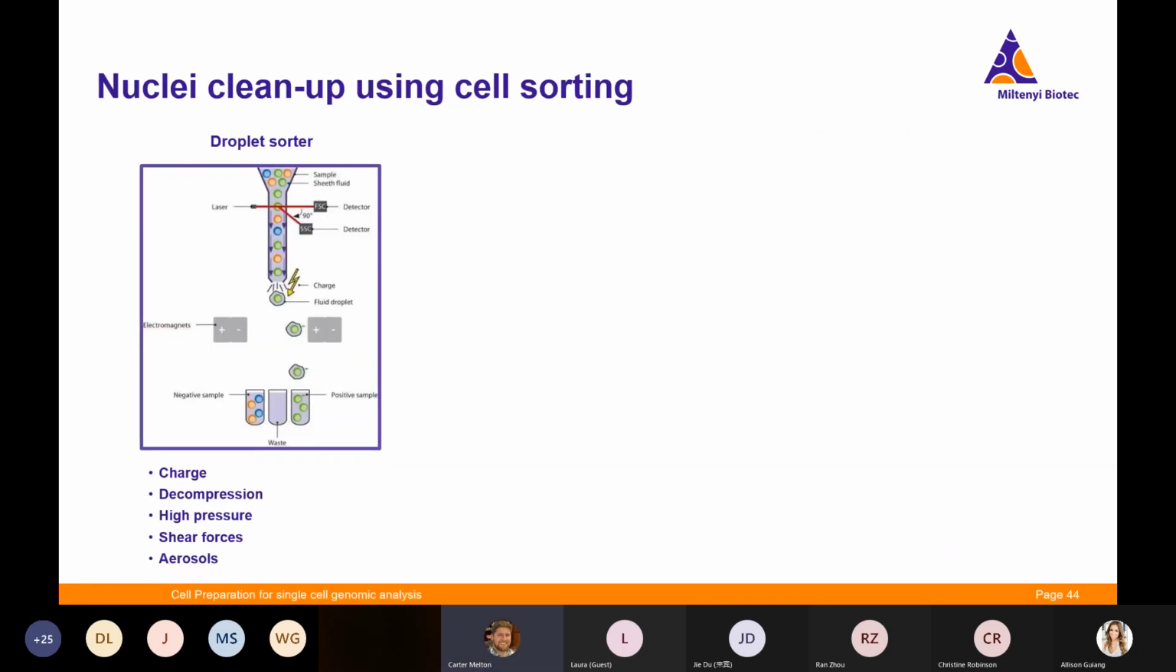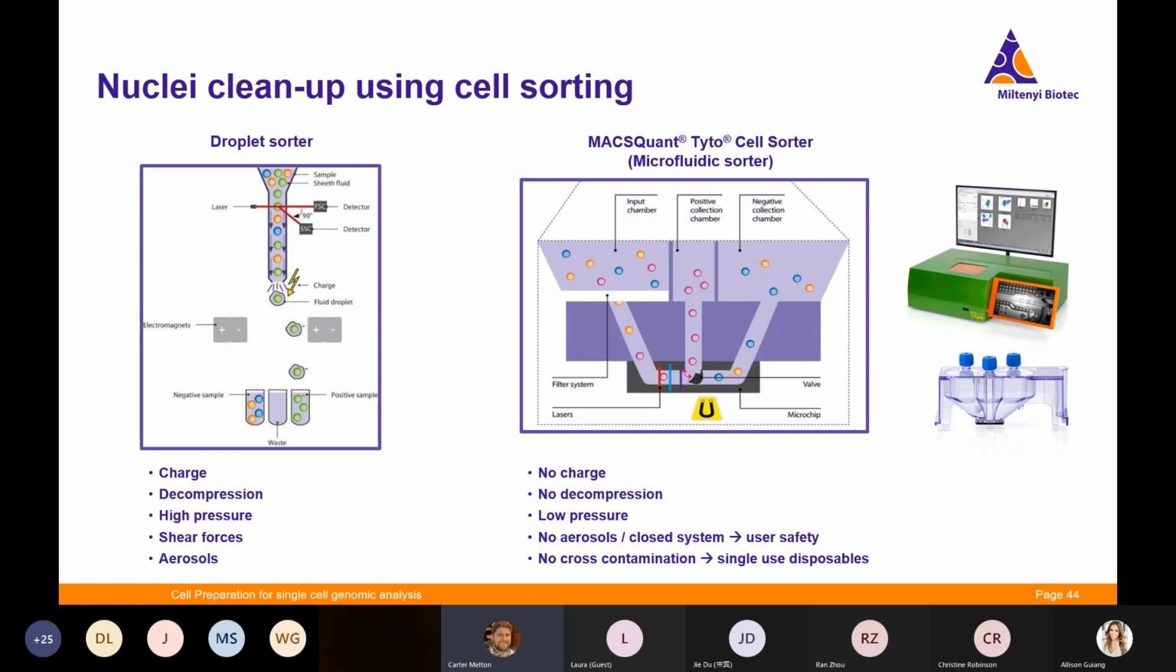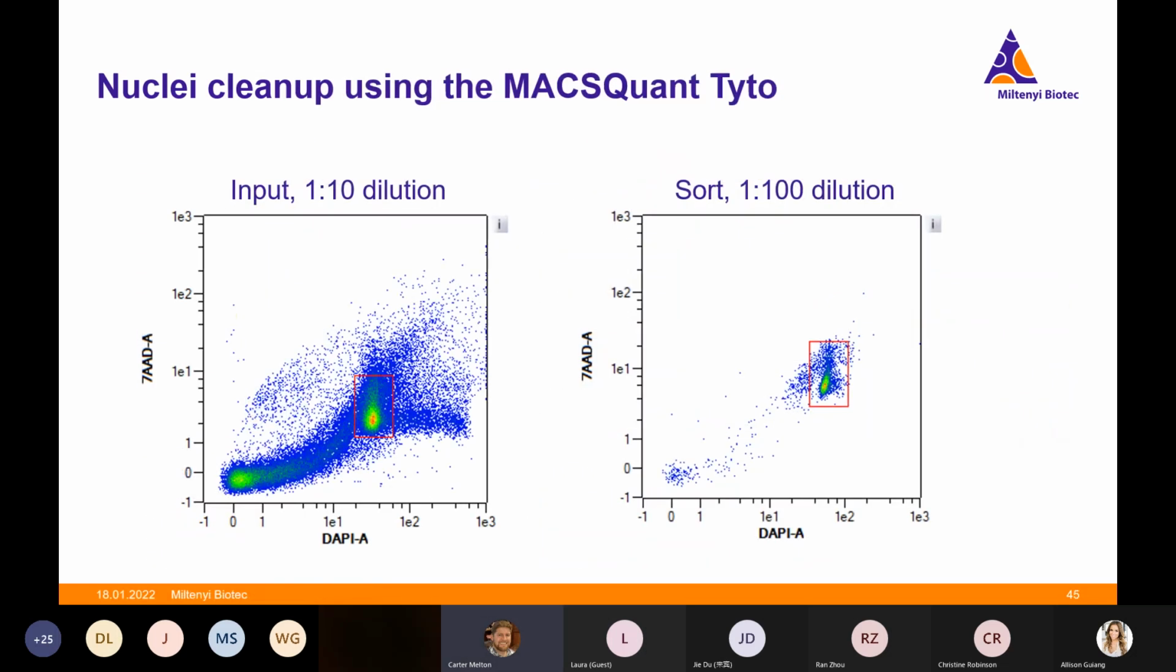We're going to get into a different application of sorting nuclei. So this just shows the traditional FACS-based system applies charges, has high pressure, has decompression, has that big deep dive. However, on the Tyto, it's more like a lazy river. We're just flowing through nice and gentle. So they did sort some nuclei on the Tyto. So showing the next slide, we have our input versus our sort fraction, or our positive fraction.